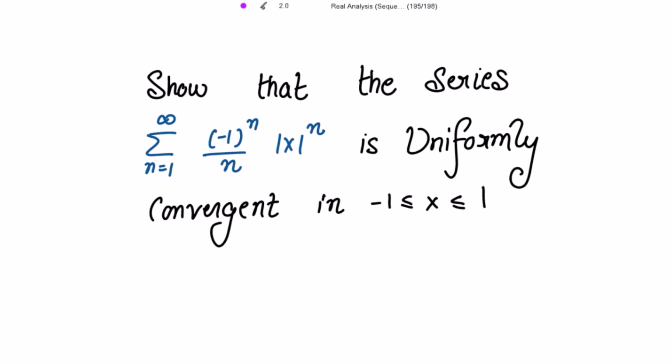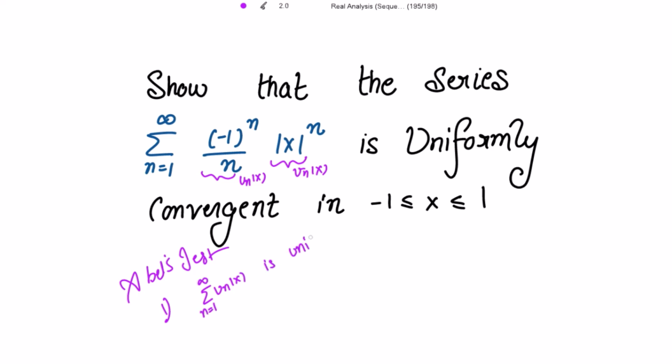The series summation n going from 1 to infinity of (-1)^n divided by n into |x|^n is uniformly convergent in this given interval. So we are going to apply Abel's test over here, and Abel's test requires three things. First, if you consider this to be u_n(x) and this to be v_n(x), then Abel's test requires number 1, summation u_n(x), where n going from 1 to infinity, is uniformly convergent.